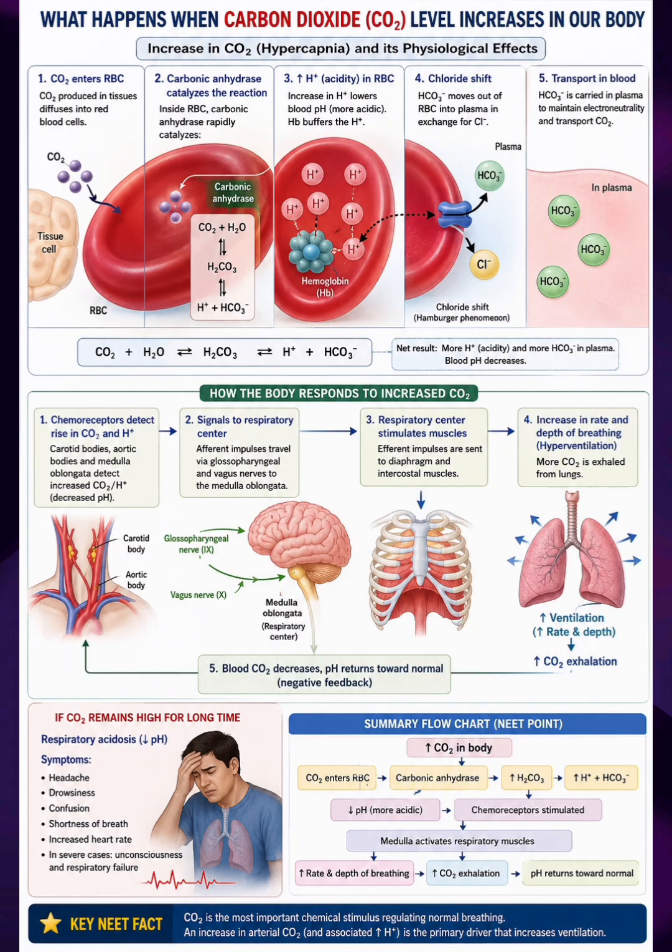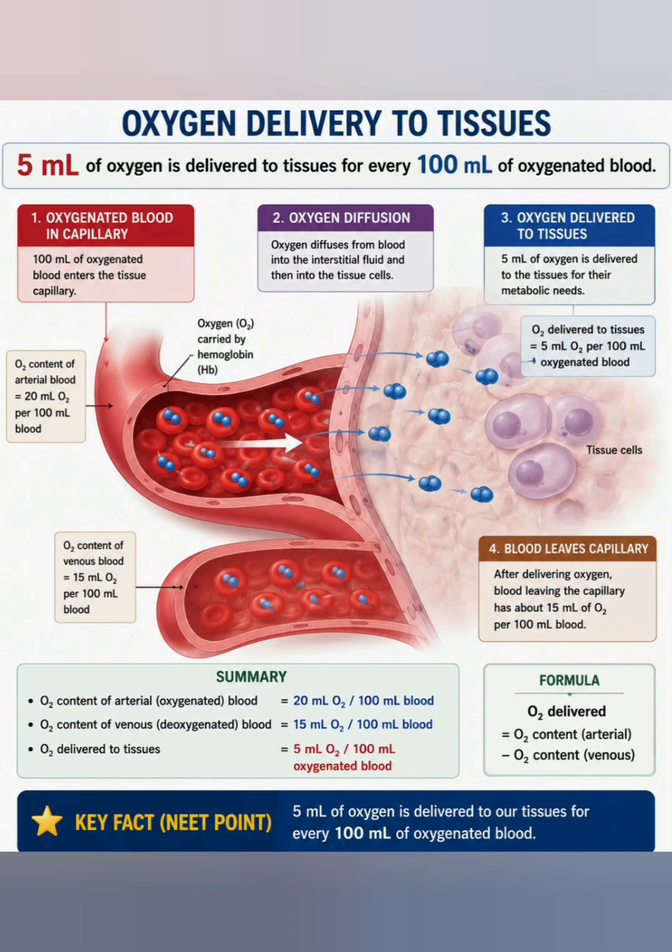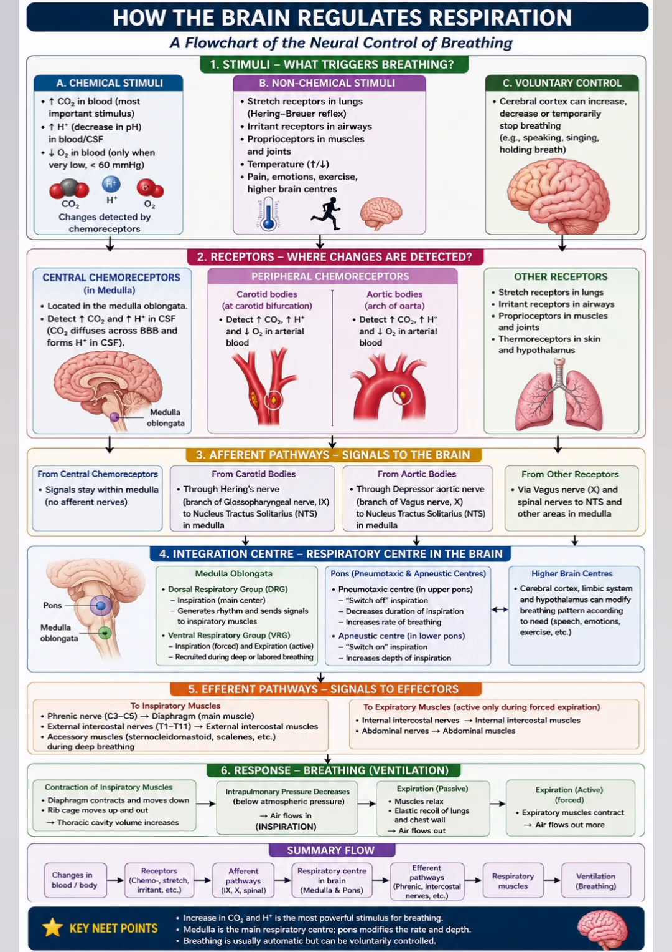And don't forget this specific numerical ratio. Exactly 5 milliliters of oxygen is delivered to your tissues by every 100 milliliters of oxygenated blood. Finally, let's see how our brain keeps this entire system in check. In our hindbrain, we have two absolute command centers, the medulla and the pons.